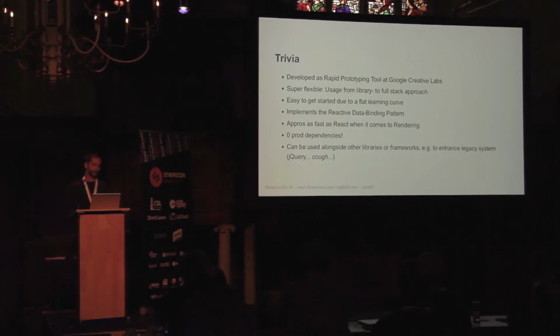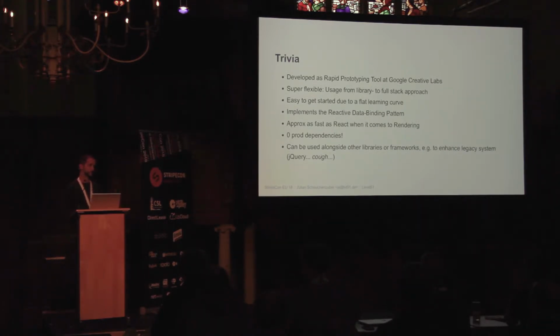And now we have some trivia. Since yesterday evening, I think we are trivia fans and some trivia pros. Vue.js was developed as a rapid prototyping tool by Evan You when he was working at the Google Creative Labs. I very much like it because it's super flexible and very unopinionated. So you can have it just as a small library in your website to add some JavaScript, reactive magic, or you can have it as a full stack for SPA development with routing, an own Flux or Redux implementation, stuff like that. So it's really up to you.